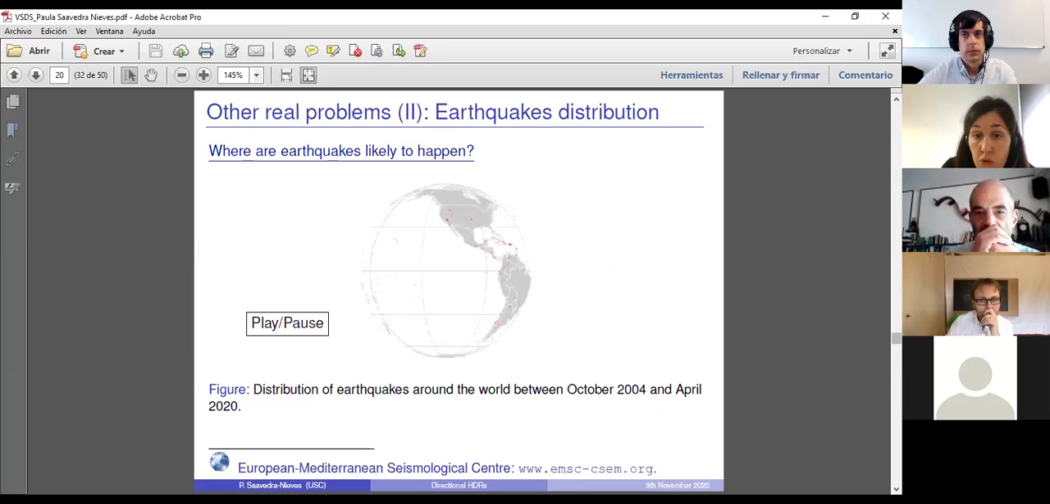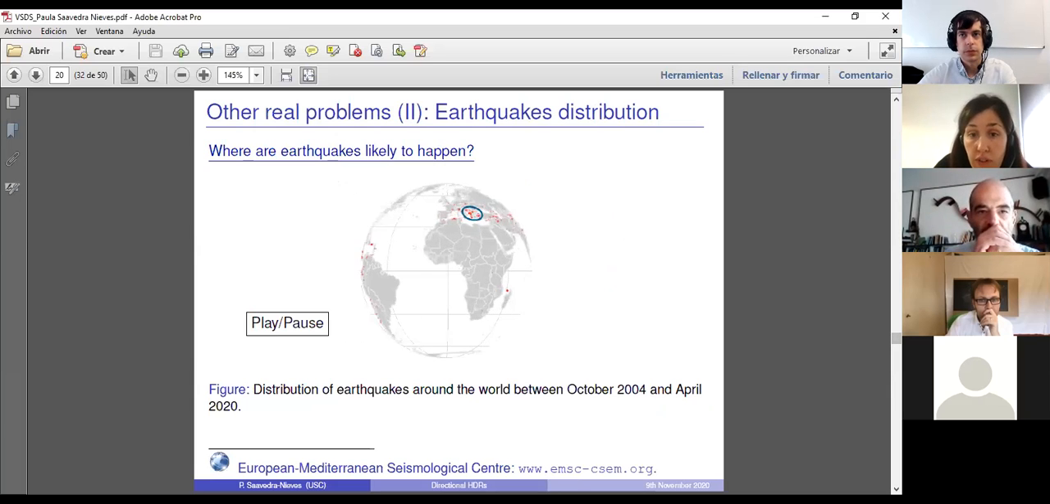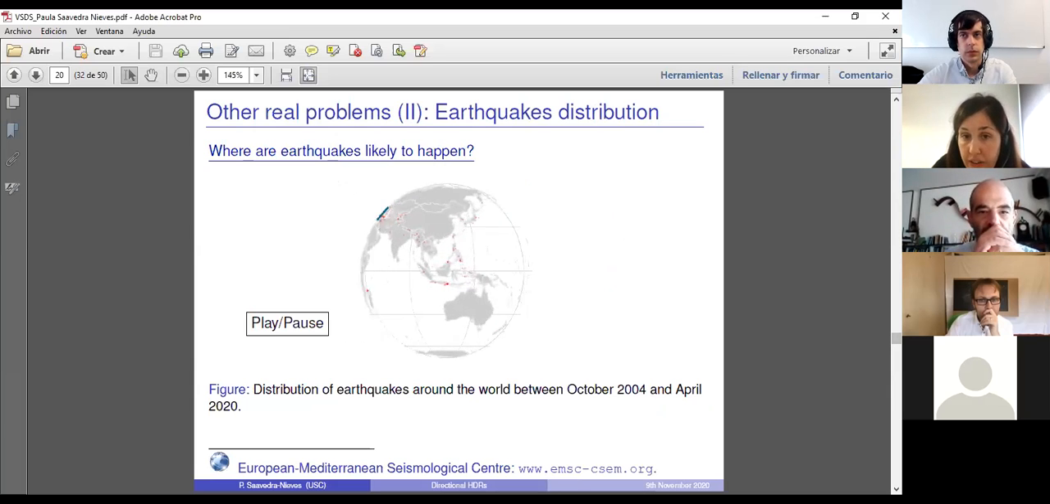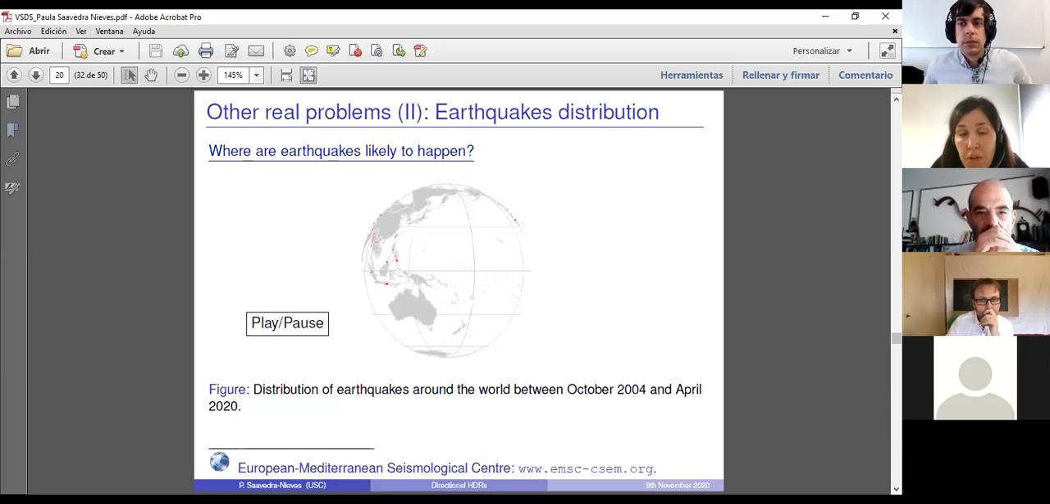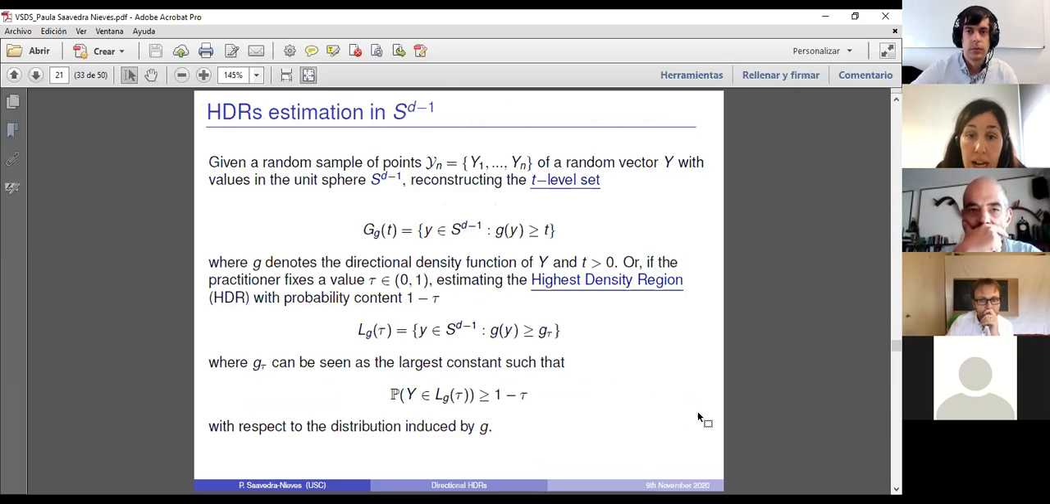Here I show you the distribution of earthquakes on the Earth. Well, maybe an interesting question as an illustrative problem is to know which areas are especially risky. So this problem can be again solved from the perspective of highest density regions estimation. Then it's necessary to extend the definition of highest density regions to the unit sphere.